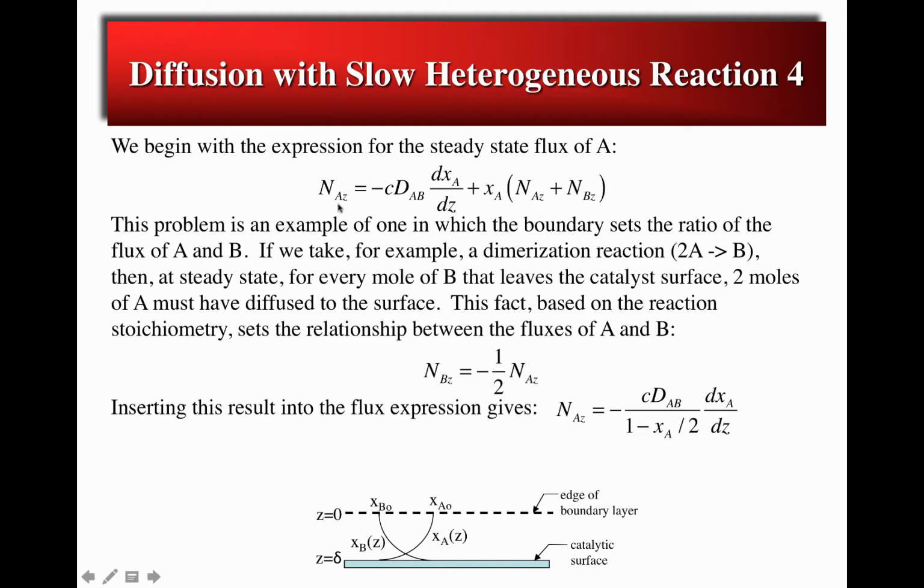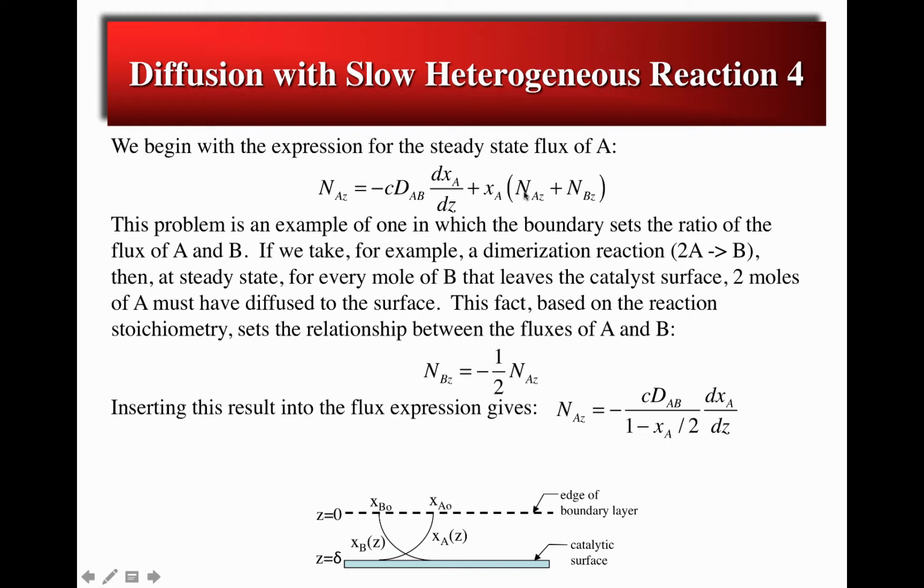We start with the expression for mass flux that we've been using all along today. And now we have a situation where we use the reaction kinetics at the catalytic surface to set the relationship between the fluxes of the components A and B.